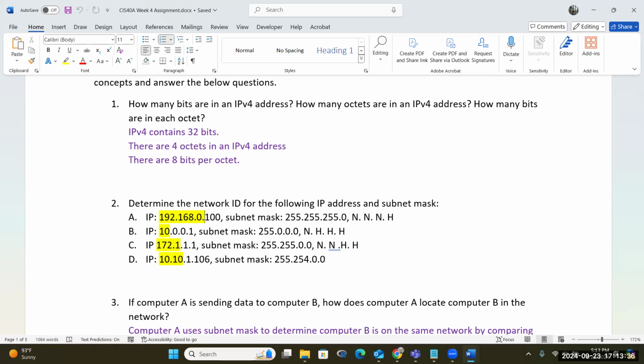Okay. Any question? So you're expected to know this for certifications and your quiz and final exam.